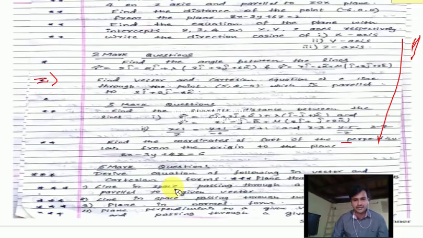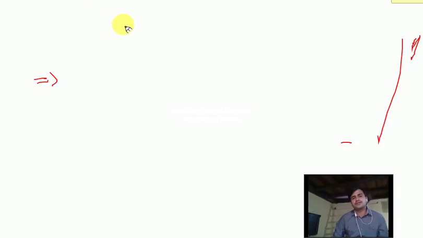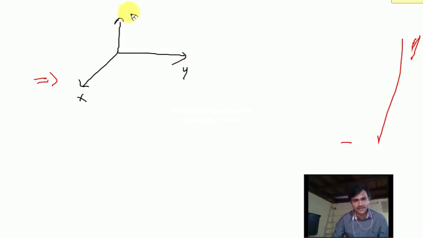So first of all you need to derive it in vector form. So that vector form is very simple. I will consider one problem, that is equation of a line passing through a point and parallel to a vector. That is, very easily you can draw the diagram like this: x, y, z.